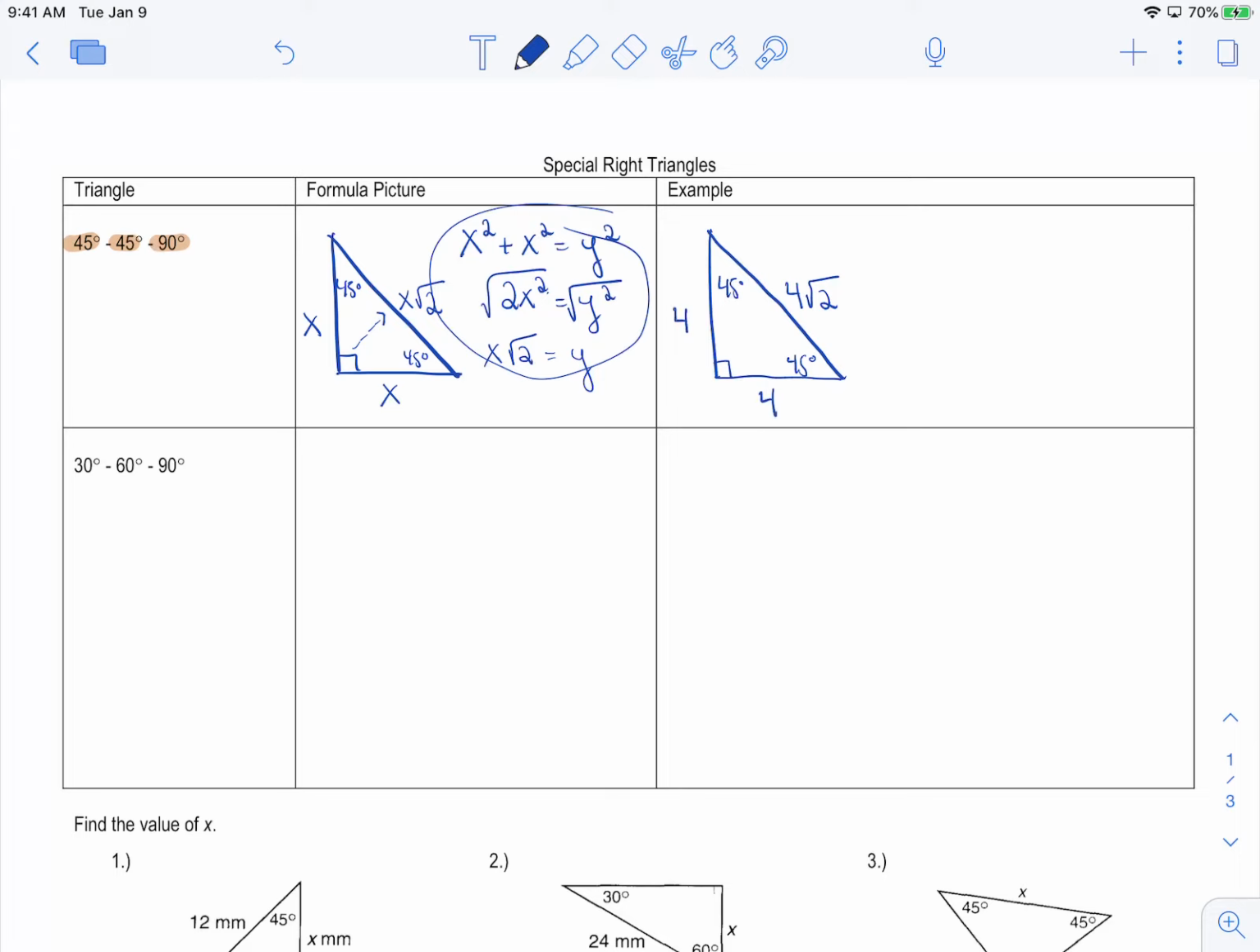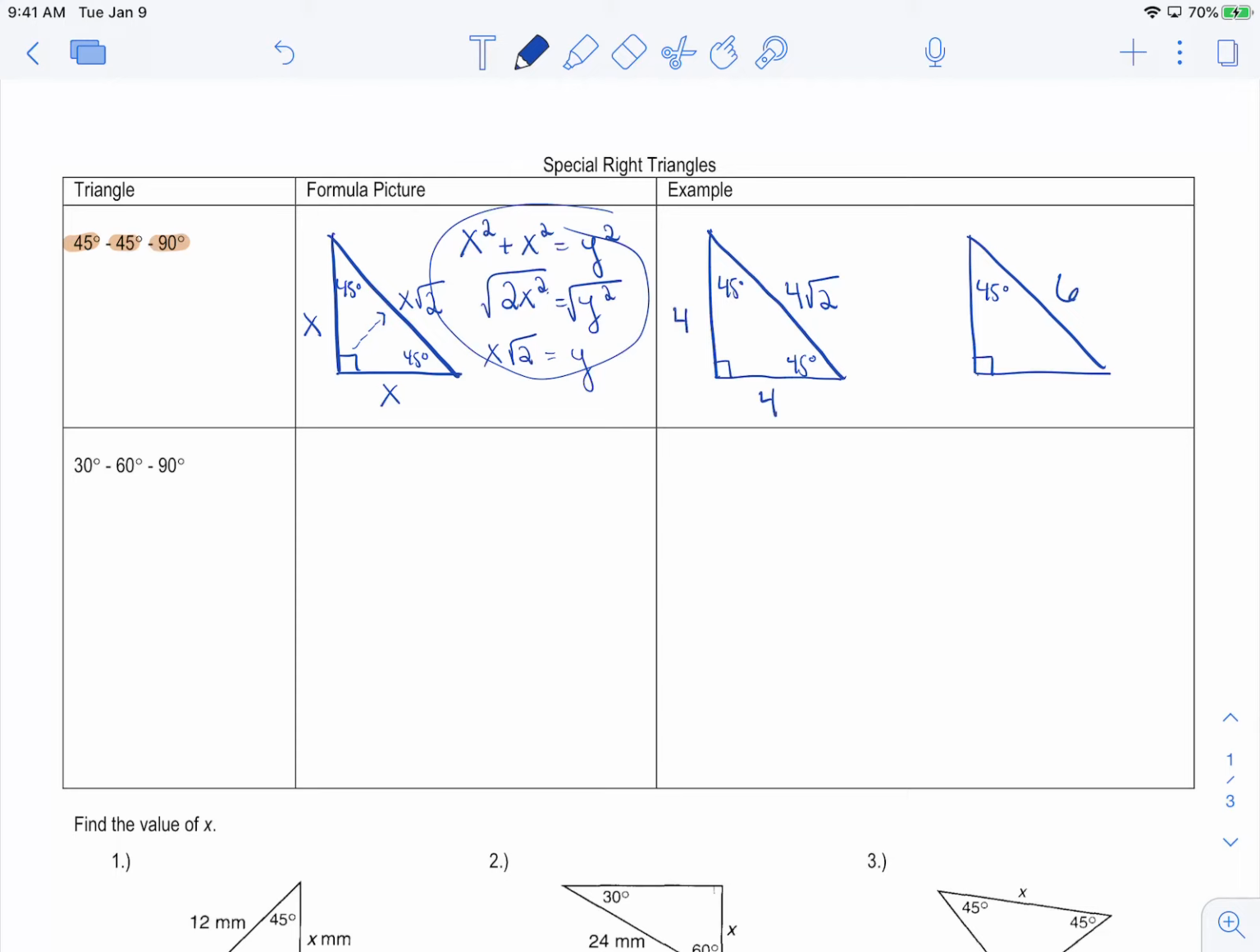Okay? So if I gave you something like this, so I have 45, 45, 90 degree. So I don't really have to mark the other angle because it has to add up to 180, so that third angle has to be 45. And let's just say I'm going to make this be 6.